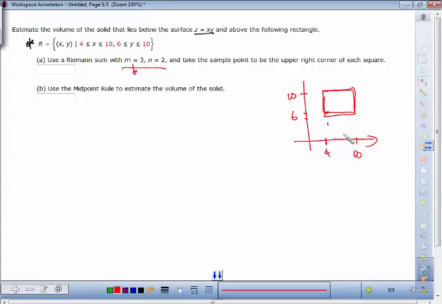So the x gets partitioned into 3 equal parts. 1, 2, 3. So let's see how that's going to work out. 4, 6, 8, 10. That looks like it works, yeah?